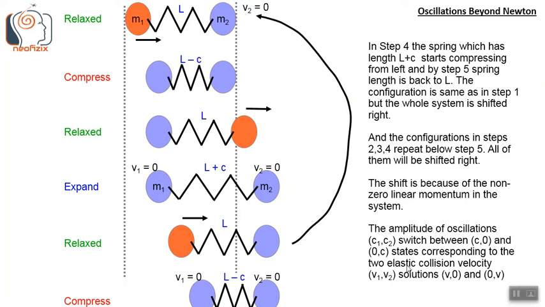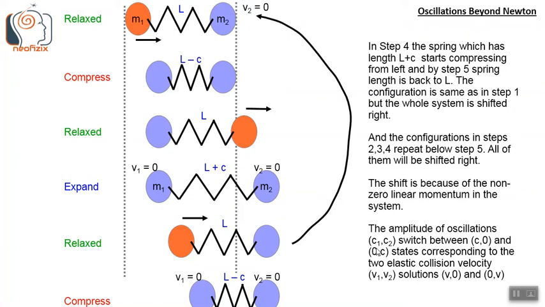And these are the states corresponding to the two elastic collision velocities that we calculated. So the (V1, V2) solutions we got were (V0, 0) or (0, V0). So either one of the masses will have all the energy and momentum in one state, the before state or the after state.